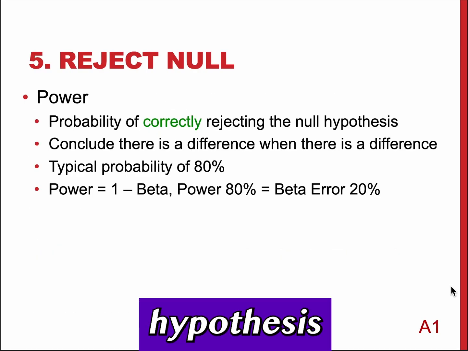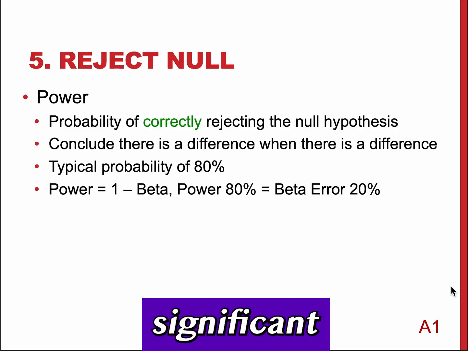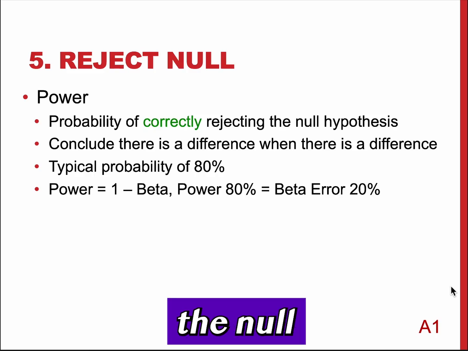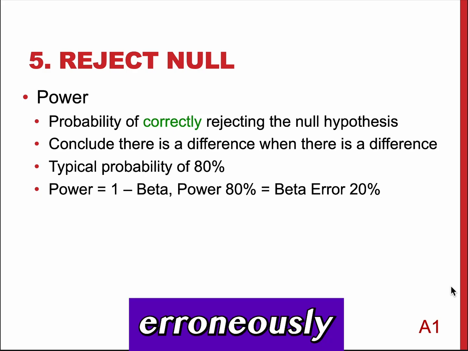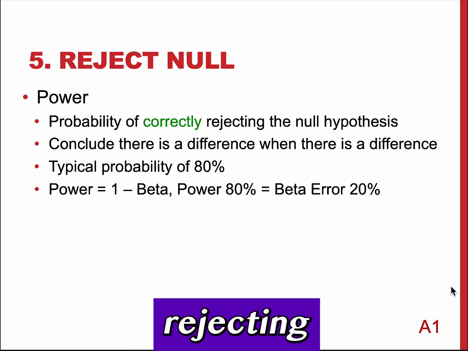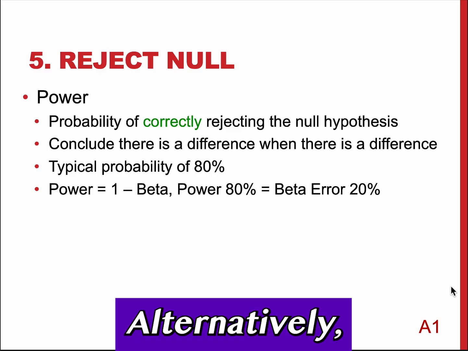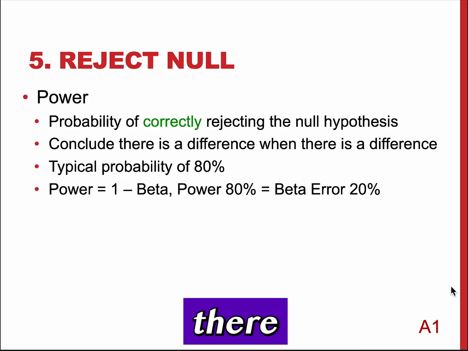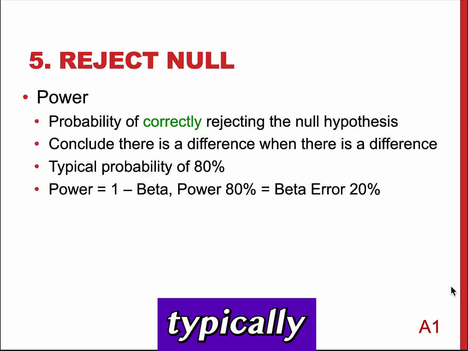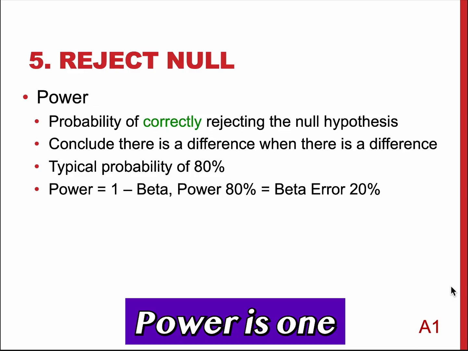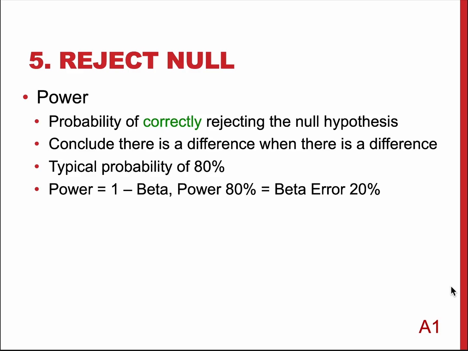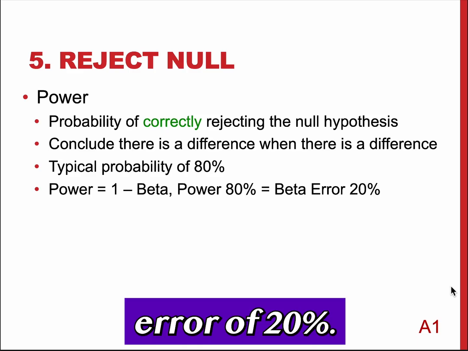When we reject the null hypothesis, and there is a statistically significant difference, there are two possibilities. We can correctly reject the null hypothesis, and we can erroneously reject the null hypothesis. Power is the probability of correctly rejecting the null hypothesis. Alternatively, power is the probability of concluding there is a difference when there is a difference. An acceptable level of power is typically 80%. Power is 1 minus the beta error. Therefore, selecting a power of 80% corresponds to a beta error of 20%.